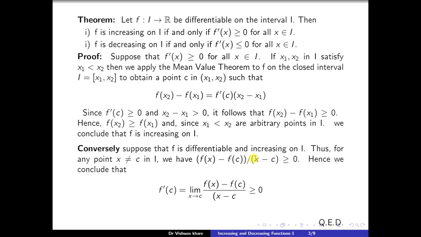Now c is any arbitrary point we have taken. So we can conclude that f dash x is greater than or equal to 0 for all x in I.